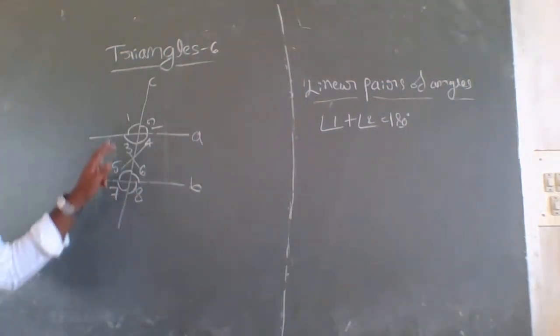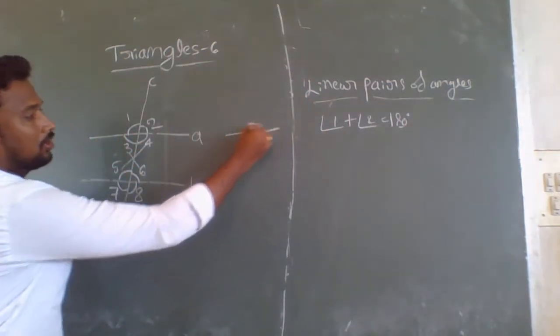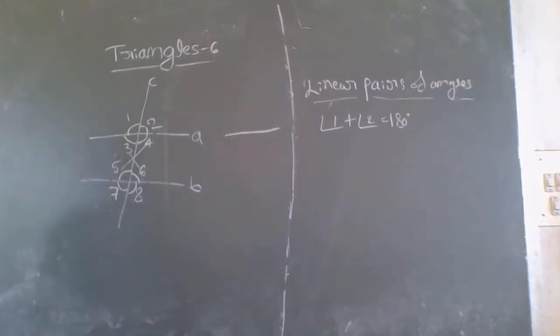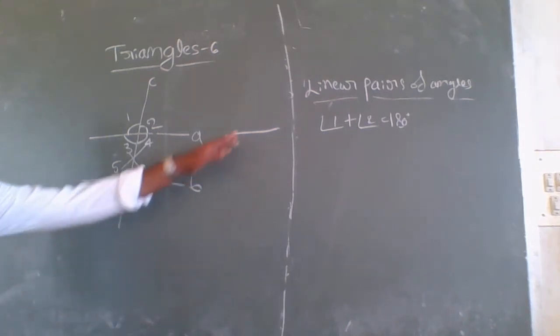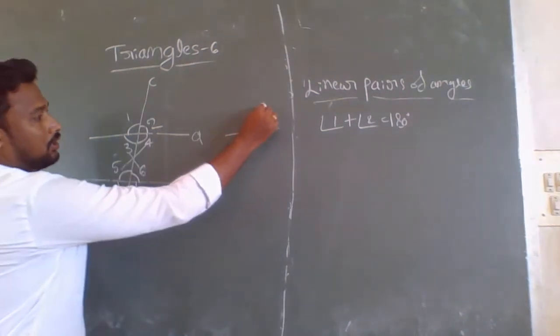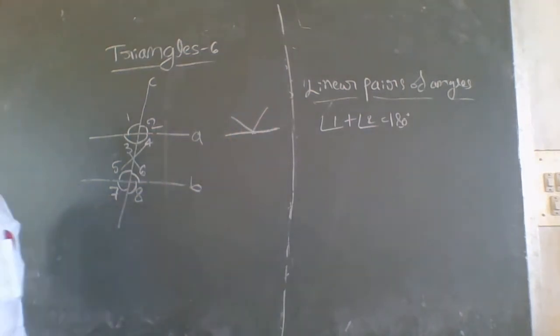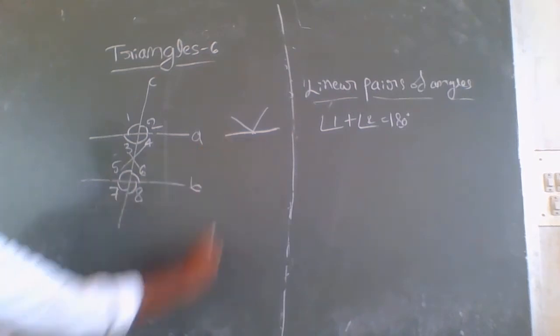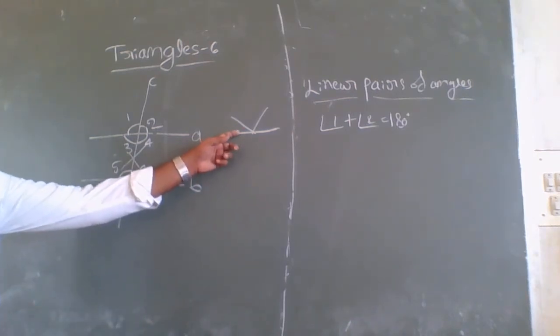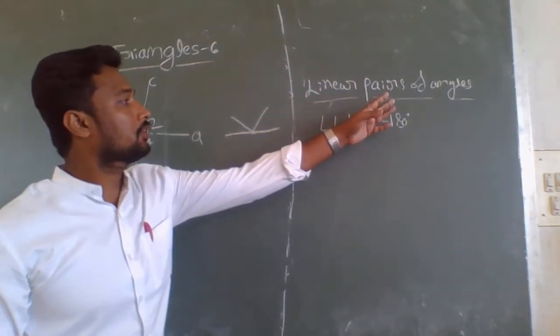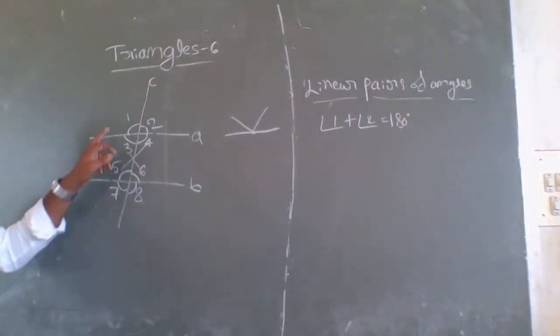Because these are on the straight line, the angle of a straight line will always be 180 degrees. Therefore, the sum of different angles on this line always equals 180 degrees. And these angles are known as linear pairs of angles. So here angle 1 plus 2 is equal to 180 degrees.